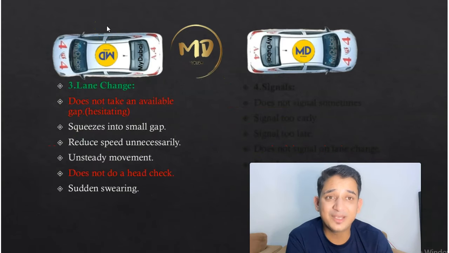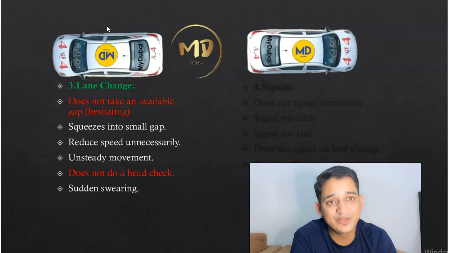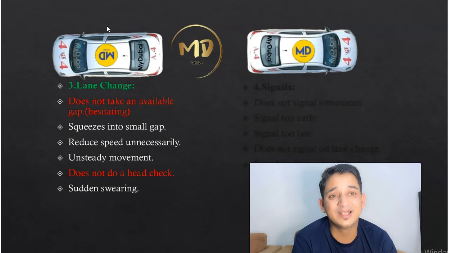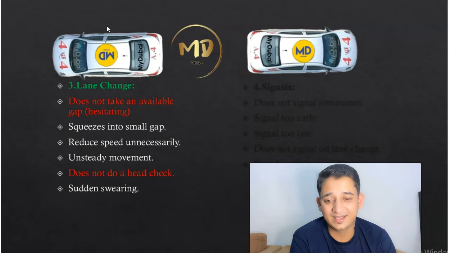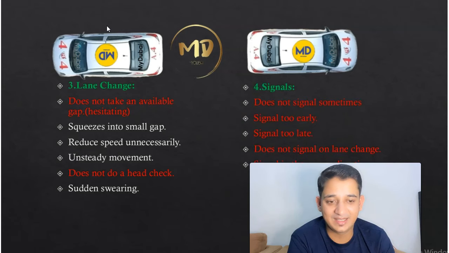Okay, so what are the mistakes you can make on lane change? The first one is does not take an available gap. So if you see there is an available gap, you need to take it, do not hesitate. Okay, and don't squeeze into a small gap. Reducing speed unnecessarily, don't do that. You need to keep your speed steady. Or if your car is shaking, that should not happen. You need to have a steady movement. Not doing a head check, that's very important. Whenever you're doing a lane change, you need to do a proper head check. Sudden swerving is another part.